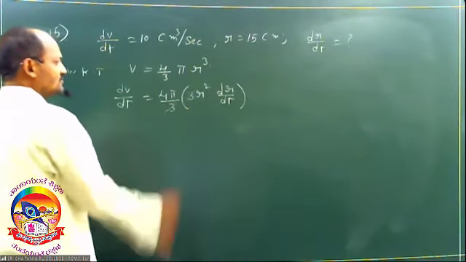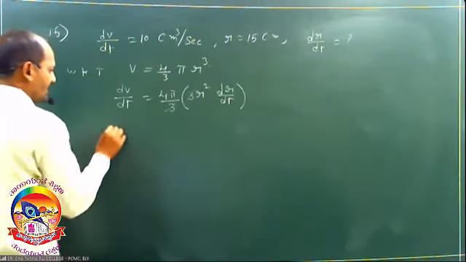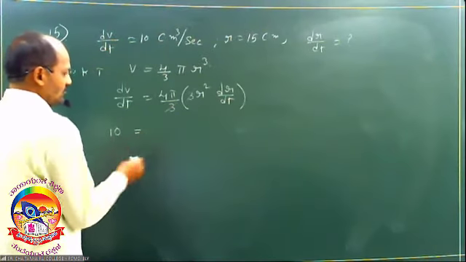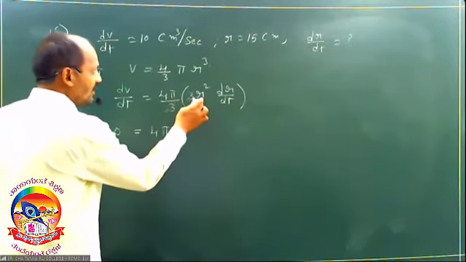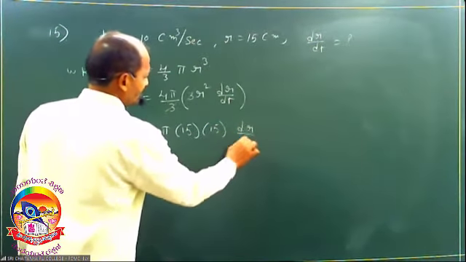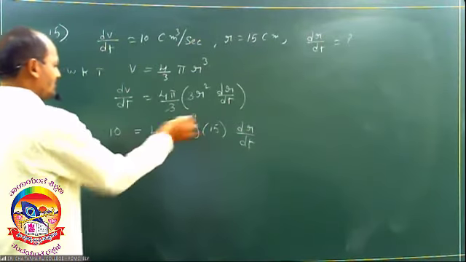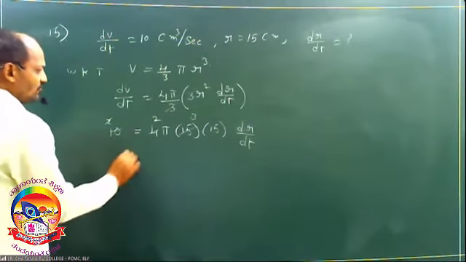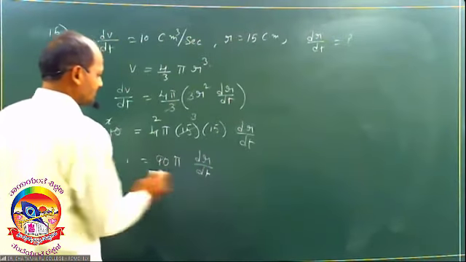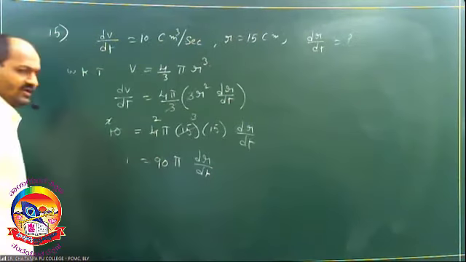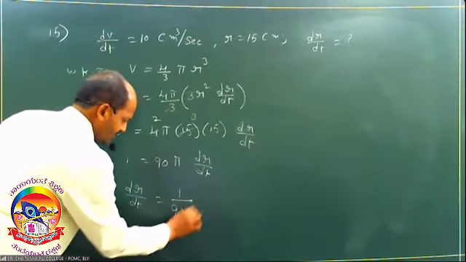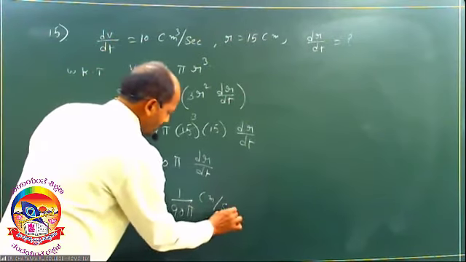So the 3 cancels. Already given dV by dt is 10 cubic centimeter of gas per second. That is 10 is equal to 4 pi r square, that means 15 whole square, into dr by dt. 5 3 is 15, 2 1 2, so 1 is equal to 90 pi dr by dt. So dr by dt is equal to 1 divided by 90 pi centimeter per second.